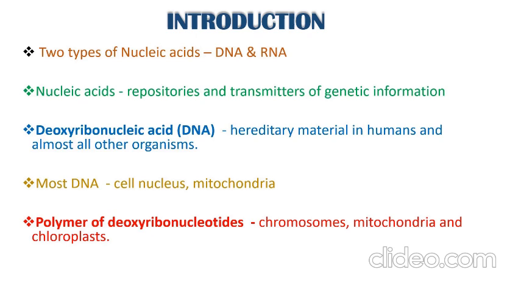DNA is the hereditary material in humans and almost all other organisms. Most DNA is located in the cell nucleus, but a small amount of DNA can also be found in the mitochondria. It is a polymer of deoxyribonucleotides and is found in chromosomes, mitochondria, and chloroplast.